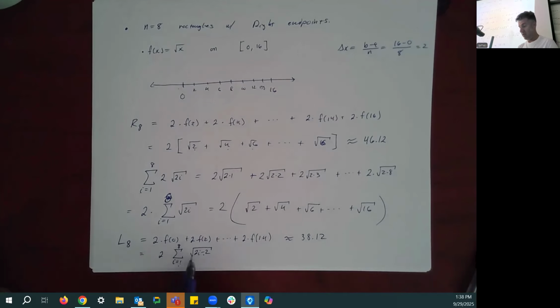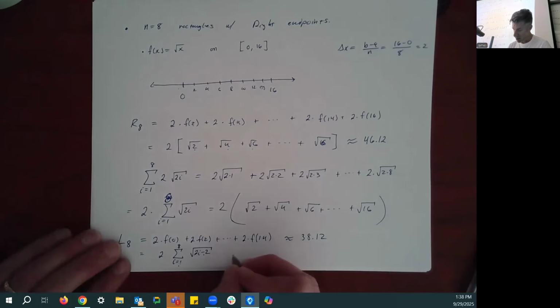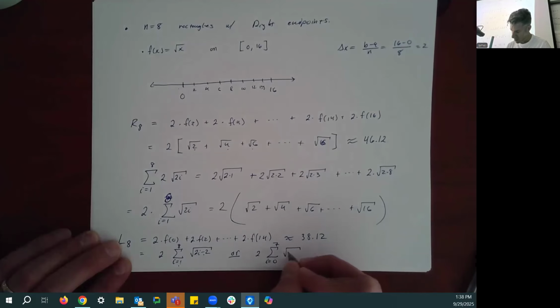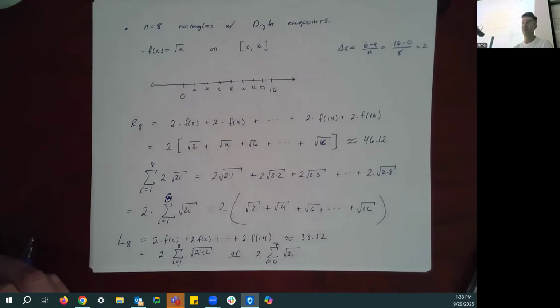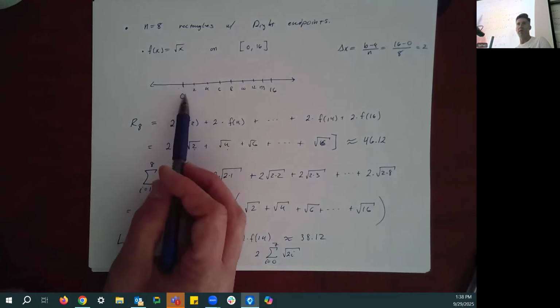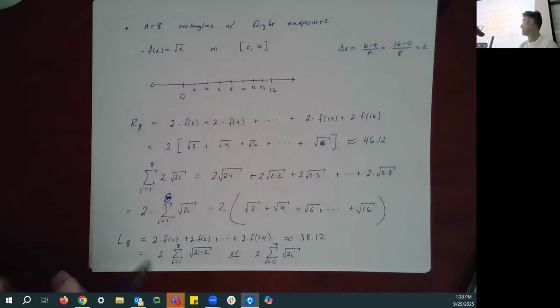When you plug in 8, you get 16 minus 2, which will give you the square root of 14. Or you can write it as 2 times the sum from i equals 0 to 7 of the square root of 2i. That would also work just fine. Essentially, you're saying instead of starting at the first spot, I started at the one to the left, at the 0 spot. Either way is totally acceptable. In fact, unfortunately, there's kind of a lot of different ways you can write the same sigma notation.